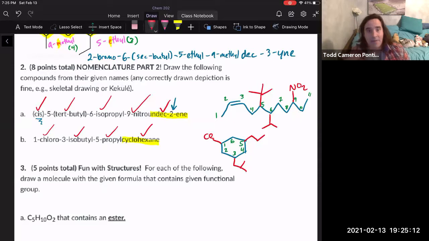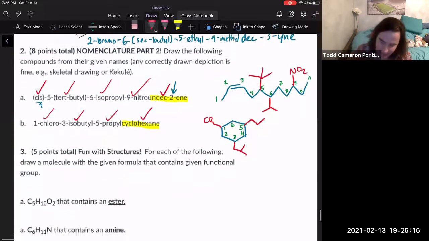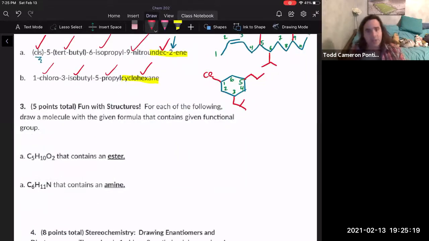Okay, up next we have fun with structures. For each of the following, draw a molecule with a given formula that has each of the names. The way that I like to go about doing these is I like to start by drawing the functional group in question. So this says an ester. An ester is when you have 2 carbon chains on both sides of an oxygen, but the 1 carbon has a double bonded oxygen coming off of it. And this needs to be a carbon afterwards. If it was a hydrogen, that would be a carboxylic acid. So there I have my scaffolding.